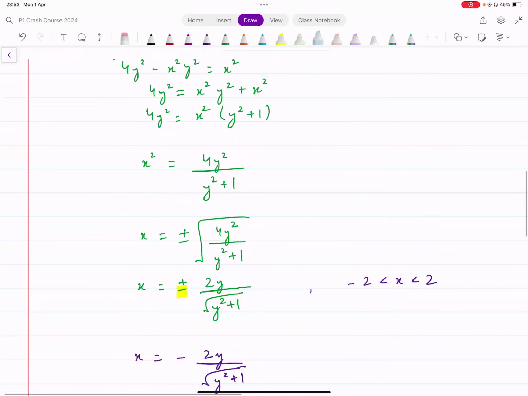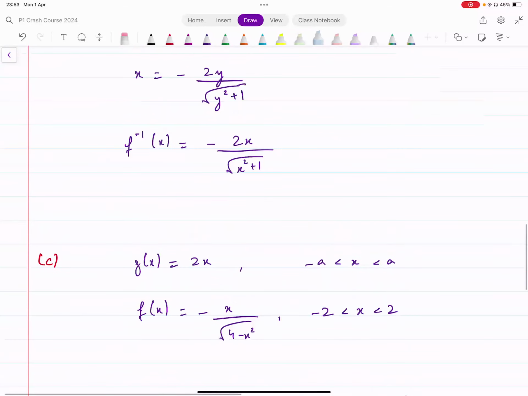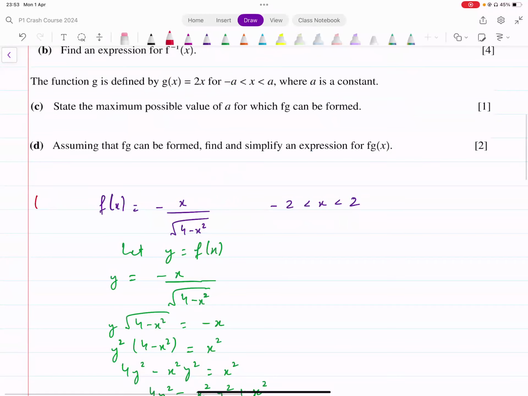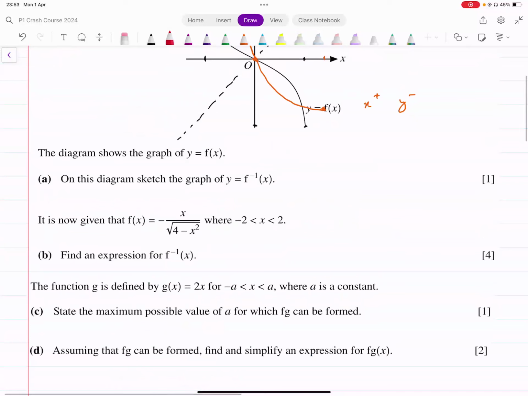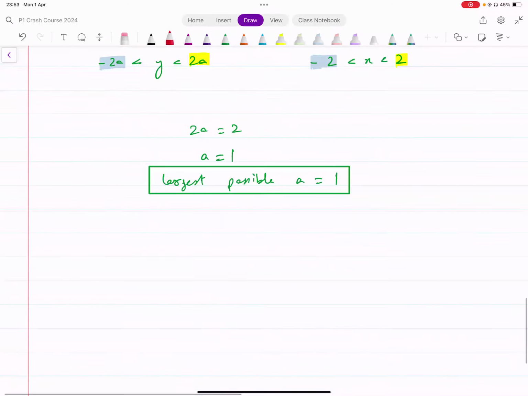All right, let's have a look at the next part now, the last part, and then we end for today. Part D. So we're done with part A. Okay, now this was B actually. A was sketching the graph. And now D is assuming that fg can be formed. Find and simplify an expression for fg of x. Now you just have to find fg of x. That's kind of the easier part. Let's do that.